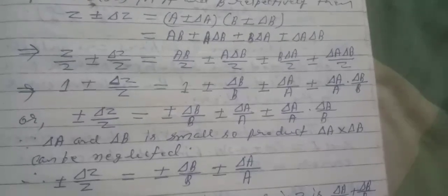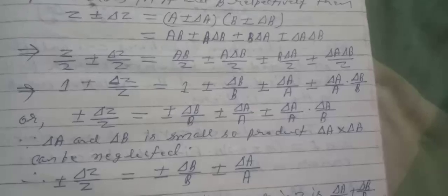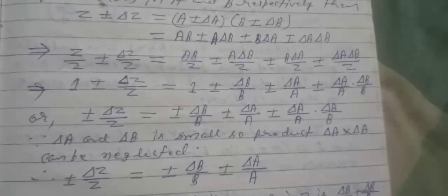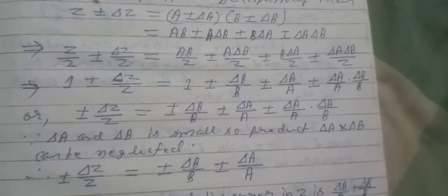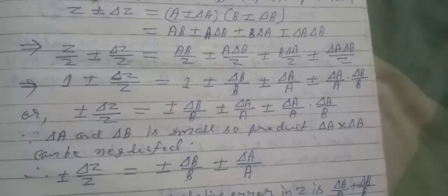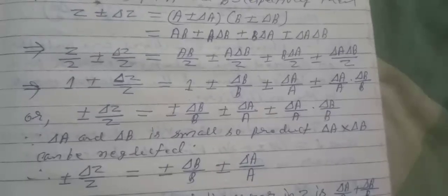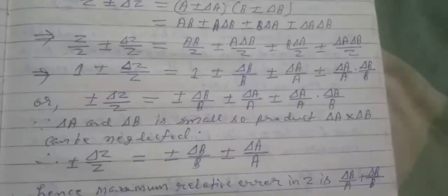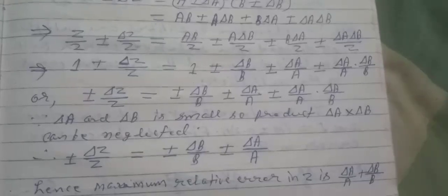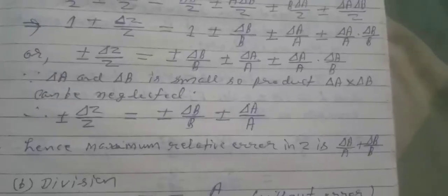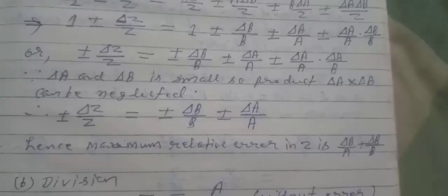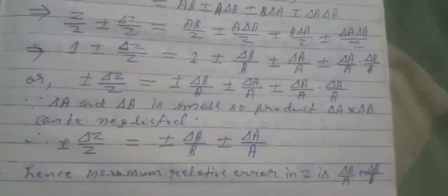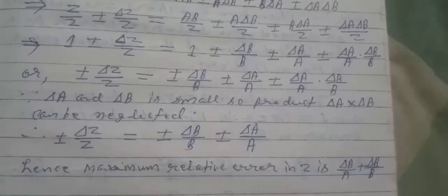and delta a by a plus minus delta a into delta b, or plus minus delta z by z equals plus minus delta b by b plus minus delta a by a plus minus delta a by a into delta b by b. Since delta a and delta b are small, the product delta a into delta b can be neglected. Hence plus minus delta z by z equals plus minus delta b by b plus minus delta a by a. Hence the maximum relative error in z is delta a by a plus delta b by b.